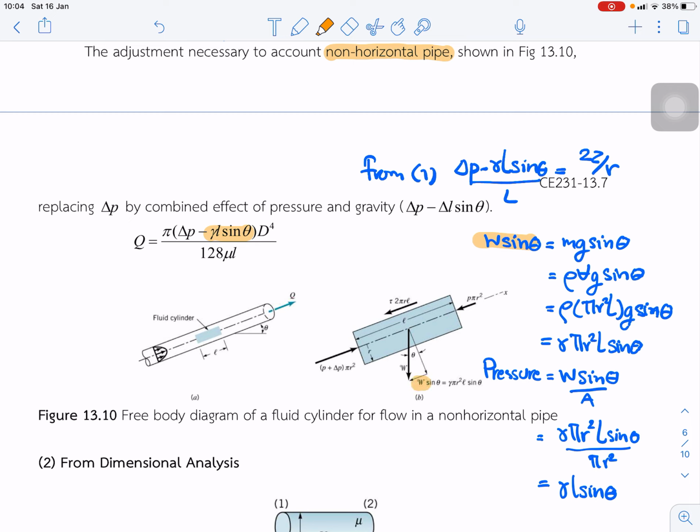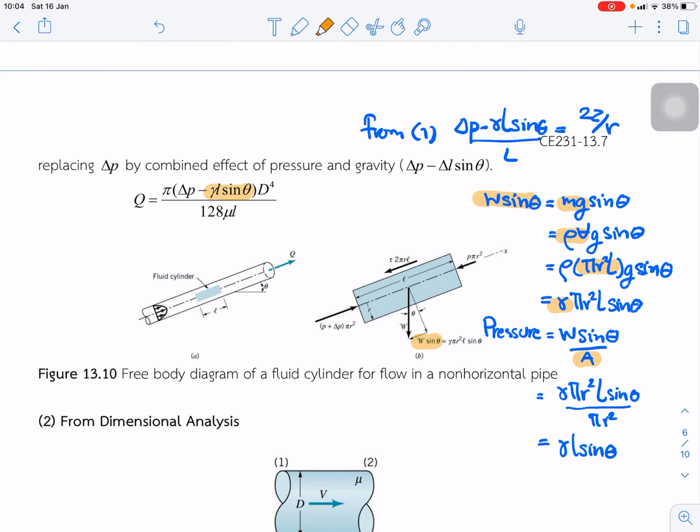Consider this one, W sin theta. We can substitute mg sin theta, and mass is equal to rho times the volume, and we substitute the volume pi r squared L. So we get this term equal to rho g, gamma, pi r squared L sin theta. In the case of pressure, we divide this term by area. So finally, we get this term: the subtraction of pressure is gamma L sin theta.